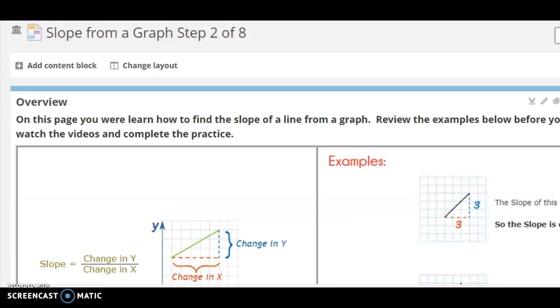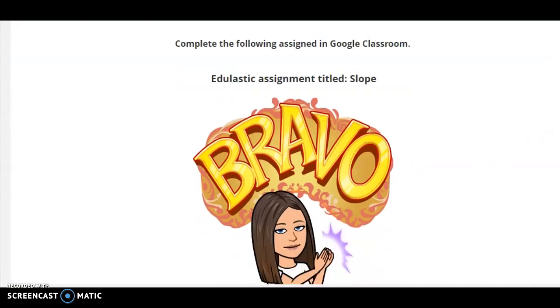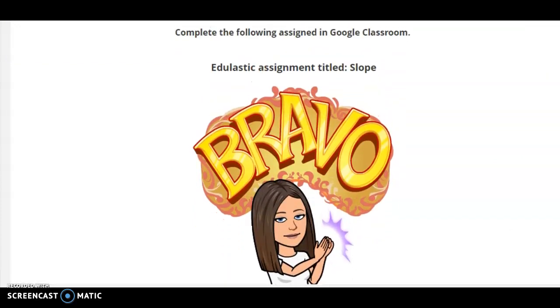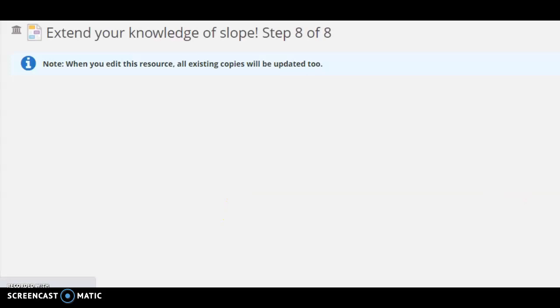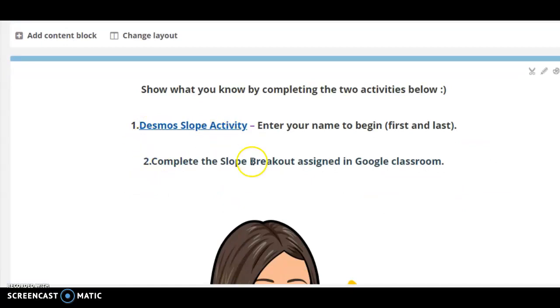Finally, as you make your way to step 7 in your slope learning path, you will see that your final checkpoint is an Edulastic that puts it all together, and it's titled Slope. Okay, so like all Edulastics, it will be assigned in Google Classroom. And then finally, there are some extension opportunities for you. There's a Desmos activity assigned and a slope breakout that is assigned in Google Classroom as well. Okay, so those just give you more opportunities to practice, extend your thinking, and challenge yourself. Okay, so those are that extension activity.